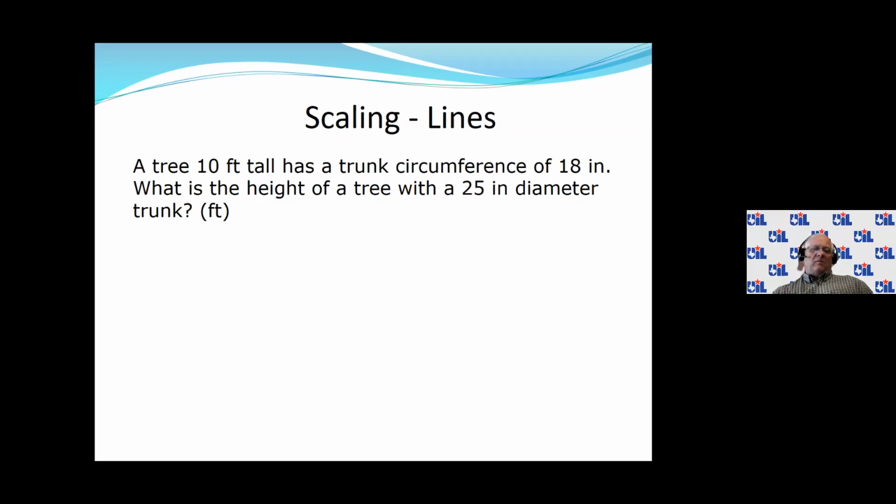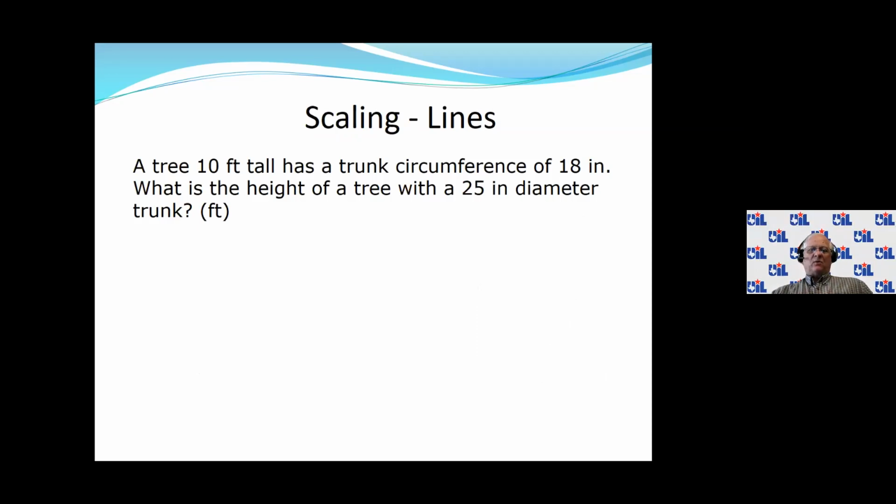So let me work a problem here. So here's one that we had from earlier. I pulled it off some tests. Again, we have a very large number, hundreds of these scaling problems from old tests. So here's one: a tree 10 feet tall has a trunk circumference of 18 inches.